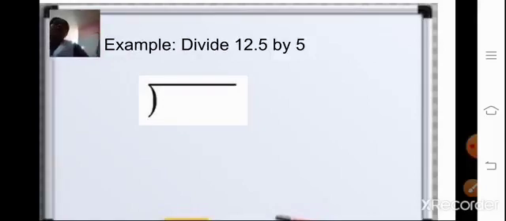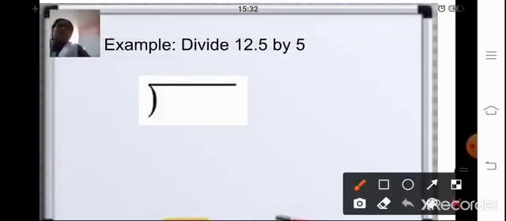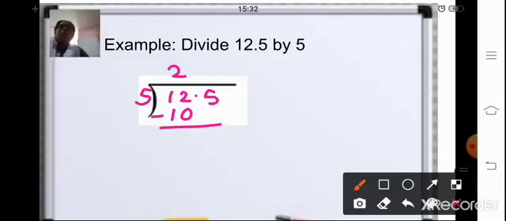Here the decimal number is 12.5 divided by 5. So let us divide this number. Write 12.5 as our dividend divided by 5. This division you can also carry out by ignoring the decimal point and then putting the decimal point at the end after getting the answer, that is the quotient. Here we will first take 5 twos are 10. Now 12 minus 10 is 2.